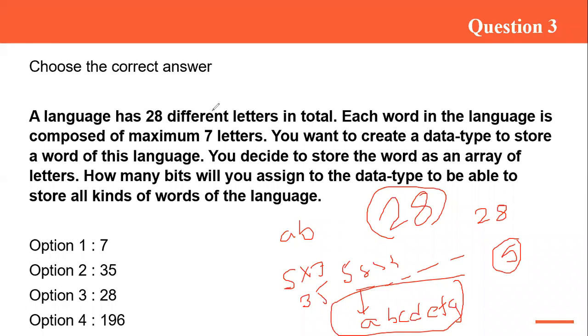We are creating the data type for the worst case possible. I'll tell that you have to store 7 betas. What is the ASCII value of beta in our language? 27. That means 7 times you have to store 27. How many bits do you need? 5 bits per letter. Total 35 bits I need. Okay, that's the answer.